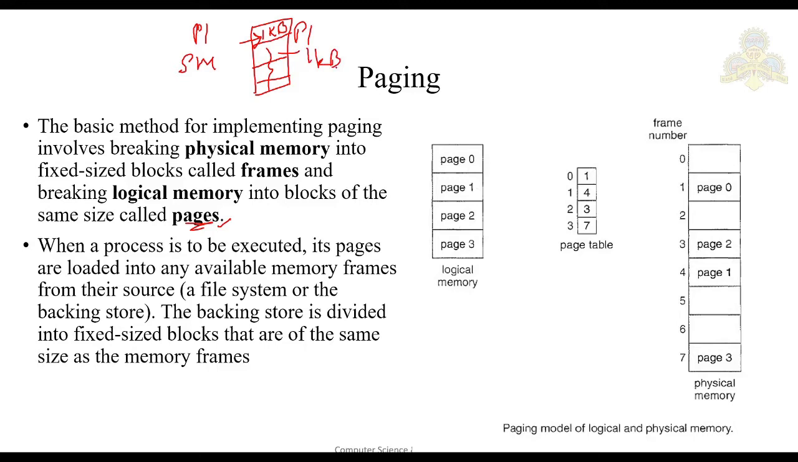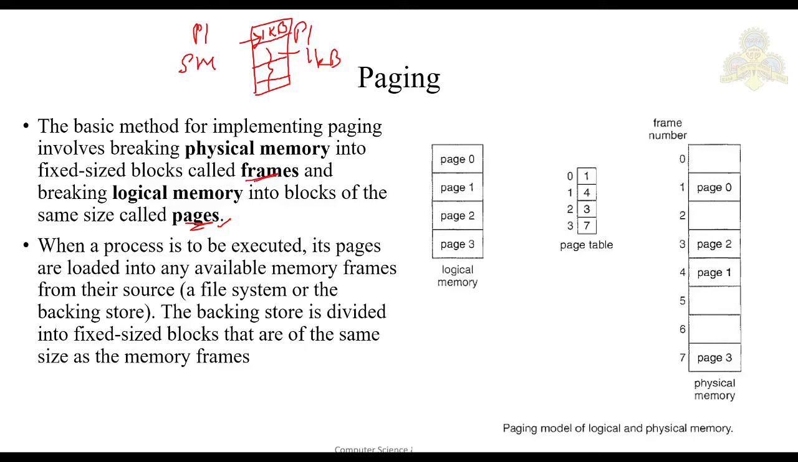So as your secondary storage, your main memory will also be divided into equal-sized portions or partitions, which we call frames. I'll repeat once again. Your process, which is kept in the secondary memory or the disk, is divided into multiple equal-sized portions. That portion we call pages, and your physical memory or main memory will also be divided into fixed-size blocks that are called frames.